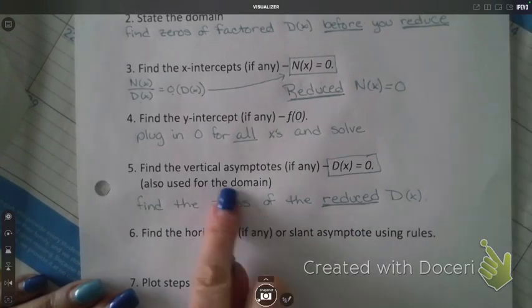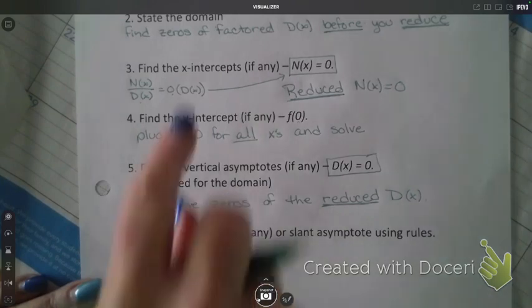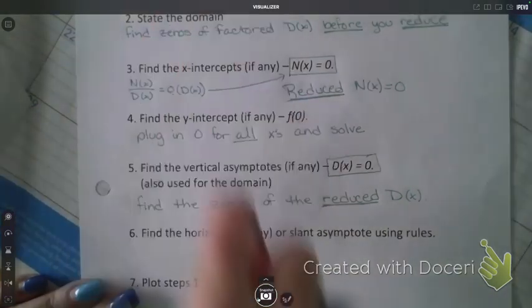This should be a portion of your domain. If you reduced anything out, they won't be the same. But if you didn't reduce anything out, your domain and this will be the same. Like they'll be the same numbers.